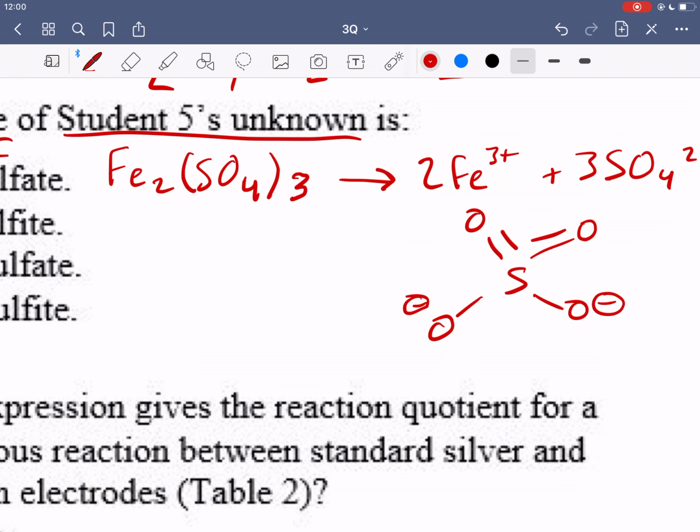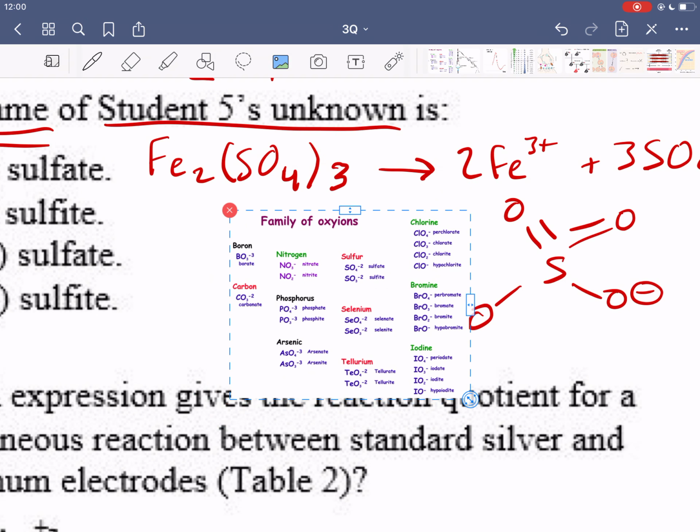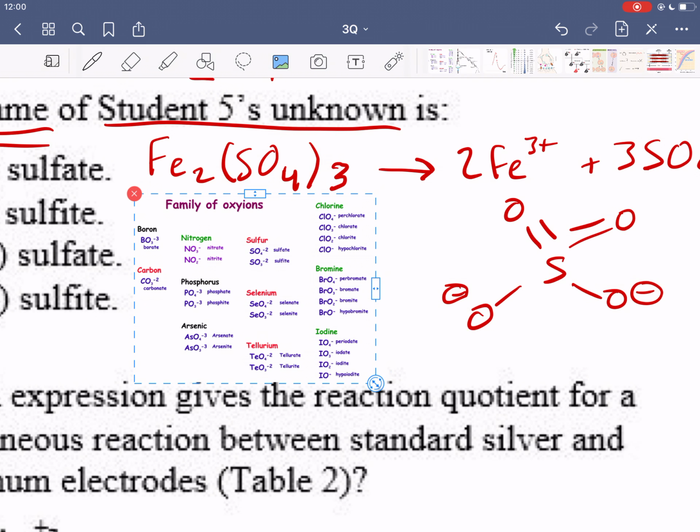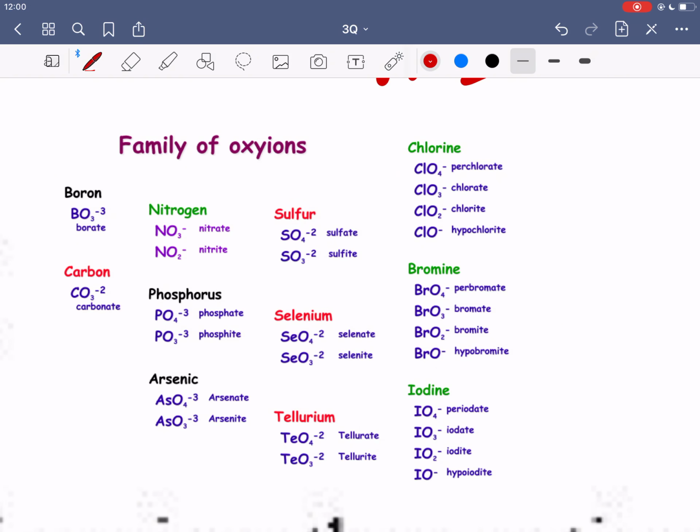So those are the multiple ways that you can think about this. And then just to throw in this figure right here, these are some naming conventions. So sulfur, this one over here, that's sulfate. If it had 1 less oxygen, then it would be sulfite.